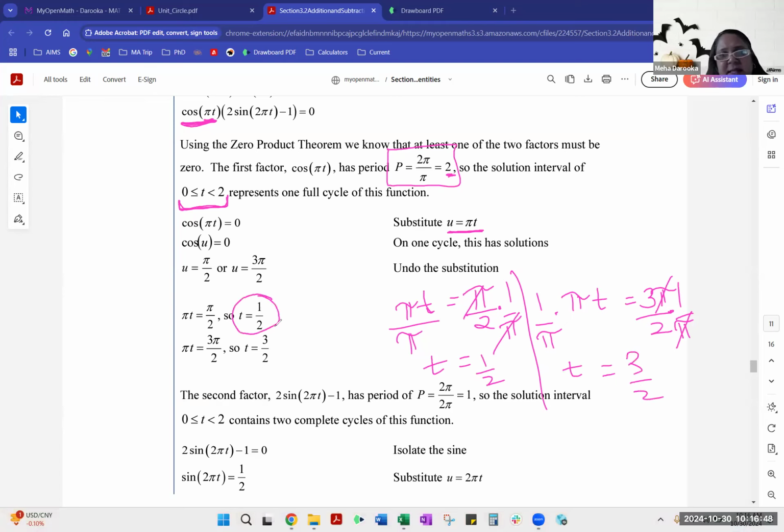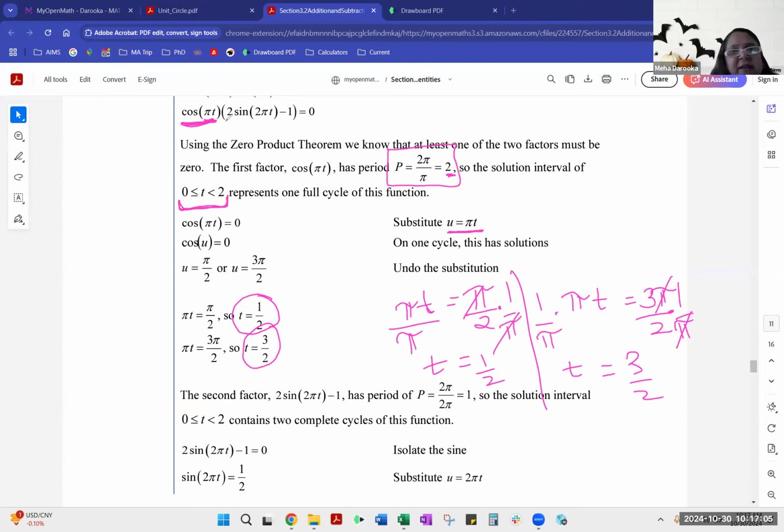So that's where you can see the t equals 1/2 and t equals 3/2 is coming from, because we got rid of pi from both sides of our equation in a way. Okay, so that's coming from the cosine of pi times t function.